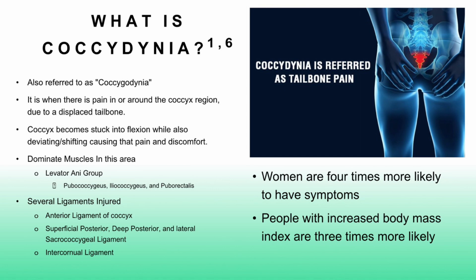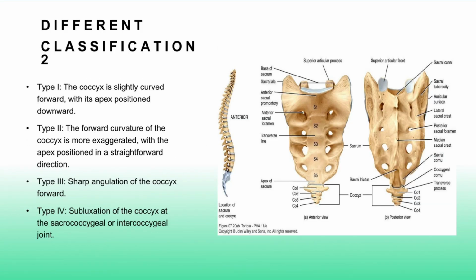Dominant muscles that can be affected in this area are the levator ani group, which consists of the pubococcygeus, the iliococcygeus, and the puborectalis. The several ligaments that may be injured in this region are the anterior ligament of the coccyx, the superficial posterior, deep posterior, and lateral portion of the sacrococcygeal ligament, and the intercornual ligament. Women are 4 times more likely to have coccydynia symptoms, and people with increased body mass are 3 times more likely.